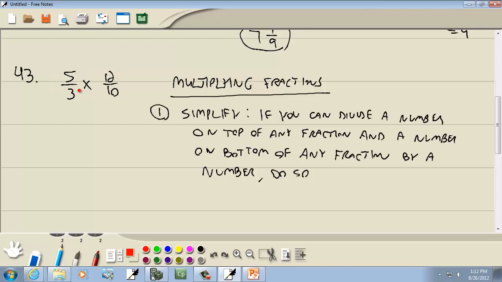Well, let's see how that works. In this problem here, we have a number on the bottom here and a number on top, 3 and 12. Well, those are both divisible by 3. 3 divided by 3 is 1. 12 divided by 3 is 4. So we're left with 5 over 1 times 4 over 10. All the guideline is one's on top, one's on the bottom. Well, here I got 4 and 10. Those are both divisible by 2. 4 divided by 2 is 2. 10 divided by 2 is 5. So we've got 5 over 1 times 2 over 5.